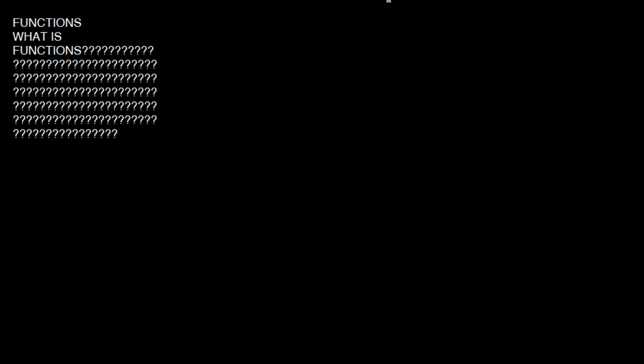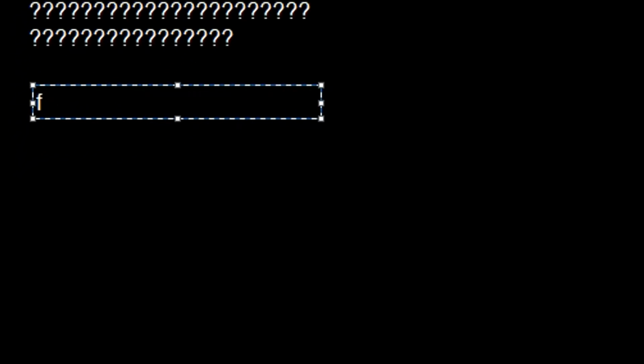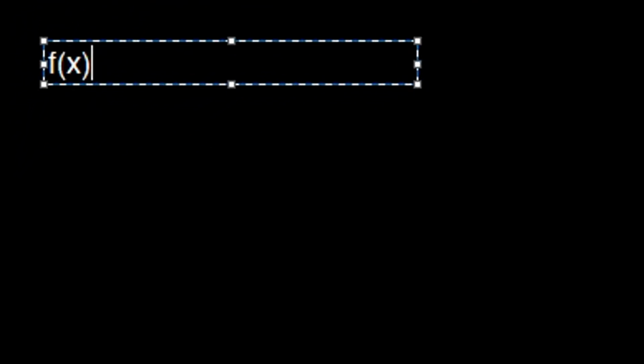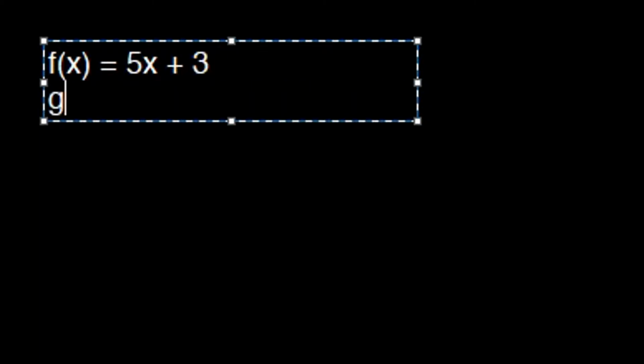Okay, so usually the most famous examples, like fx, and you have like 5x plus 3, that kind of thing, or I should say gx equals 7x minus 8, that kind of thing. So minus 8, sorry, I typed wrong.